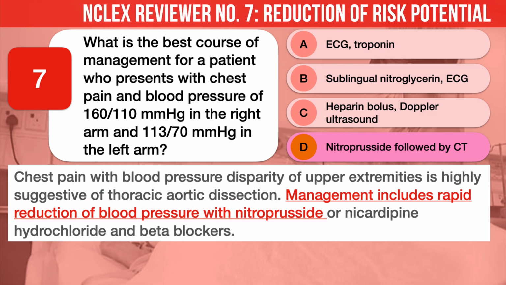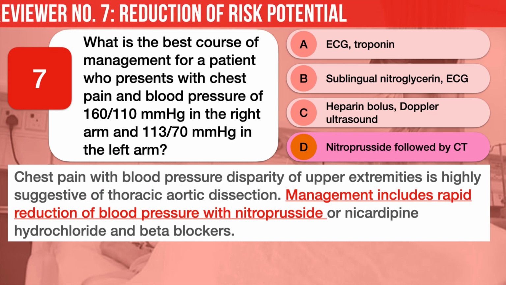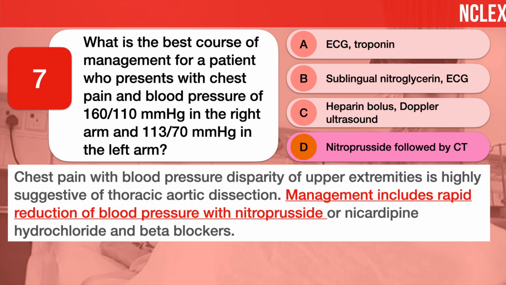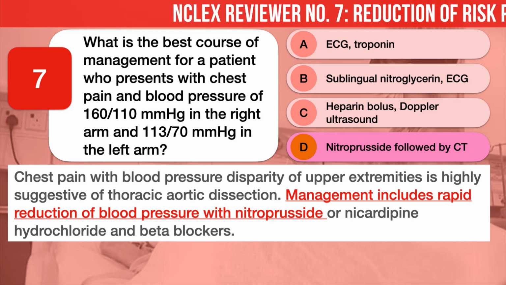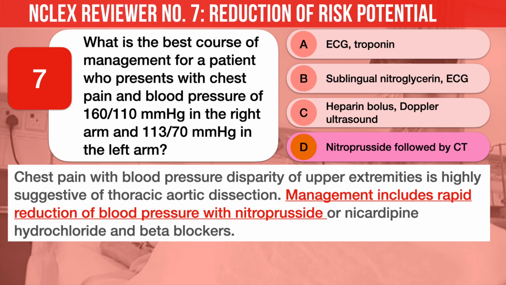The correct answer is D. Nitroprusside followed by CT. Chest pain with blood pressure disparity of upper extremities is highly suggestive of thoracic aortic dissection. Any patient presenting with chest pain should have manual blood pressures obtained in both arms for comparison and documentation. Palpate and record radial pulses bilaterally and monitor for discrepancies.